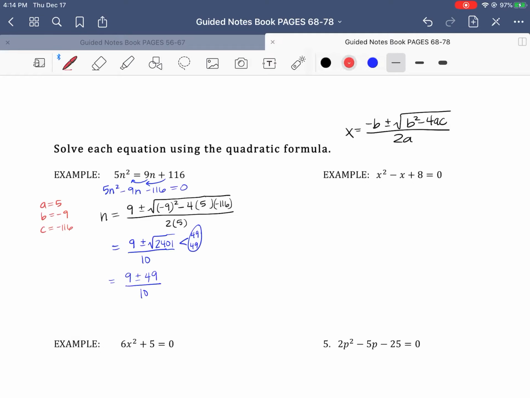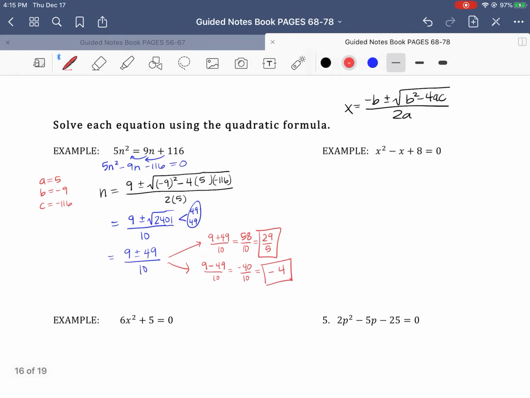Now again, there's no radicals left in this, so we're going to simplify all the way. We're going to go 9 plus 49 over 10. So in this case, we're going to get 58 over 10. If I divide both of those pieces by 2, we get 29 over 5. Or we use the negative, so 9 minus 49 over 10, we get -40 over 10, which is equal to -4. Awesome.